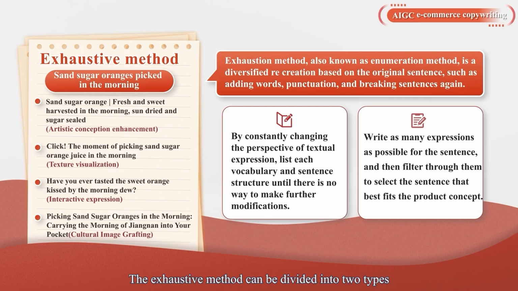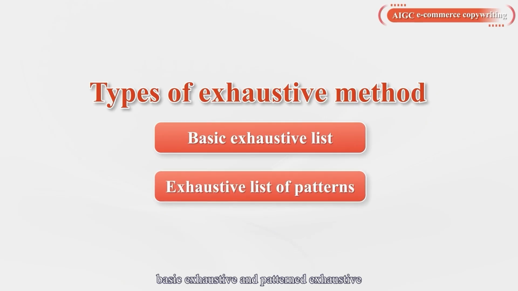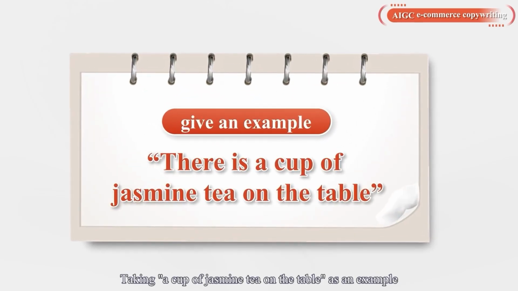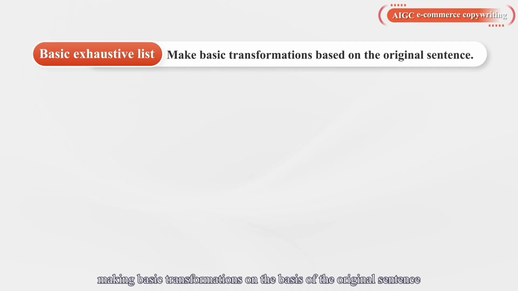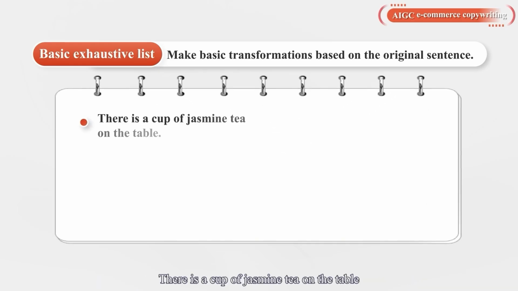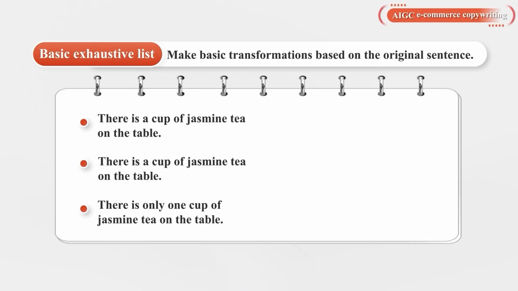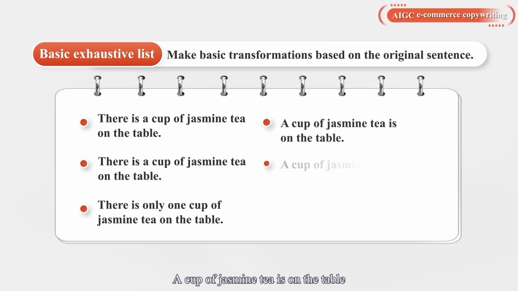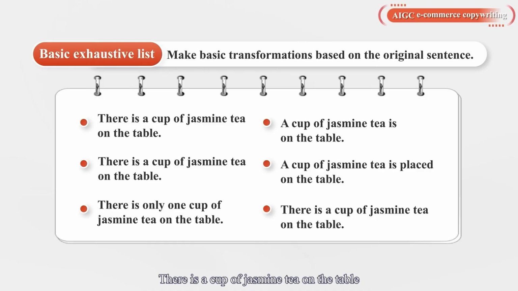The exhaustive method can be divided into two types: basic exhaustive and patterned exhaustive. Taking a cup of jasmine tea on the table as an example, the operation method of the exhaustive method will be explained, such as basic enumeration, making basic transformations on the basis of the original sentence. There is a cup of jasmine tea on the table. There is only one cup of jasmine tea on the table. A cup of jasmine tea is on the table. A cup of jasmine tea is placed on the table. There is a cup of jasmine tea on the table.